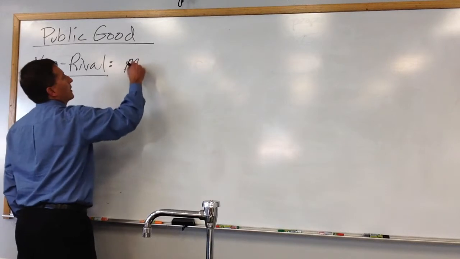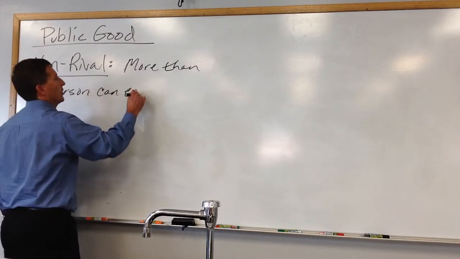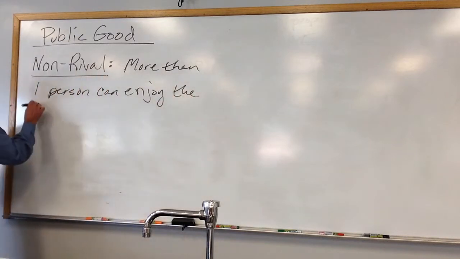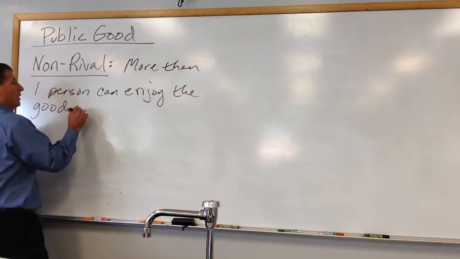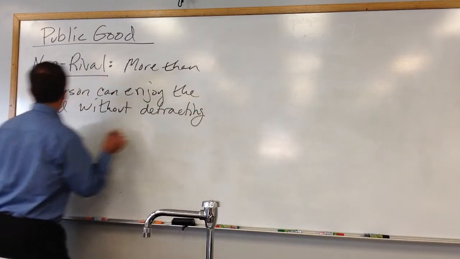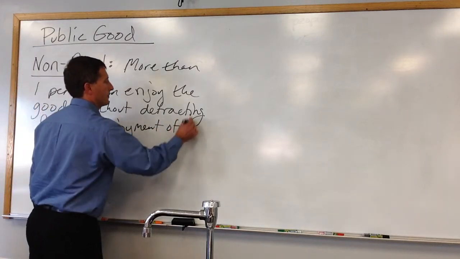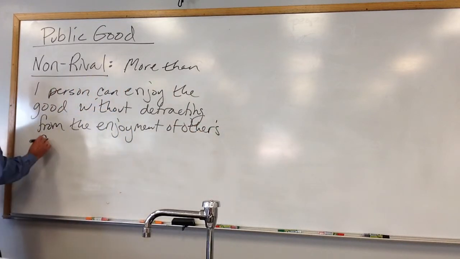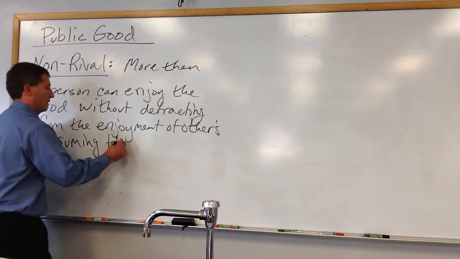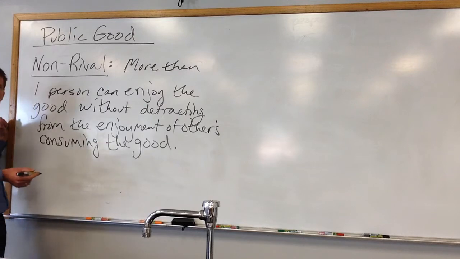So more than one person can enjoy the good without detracting from the enjoyment of others consuming the good. More than one person can enjoy the good without detracting from the enjoyment of others consuming the good. So we can all enjoy it equally together, kind of simultaneously. Six kids and six swings.